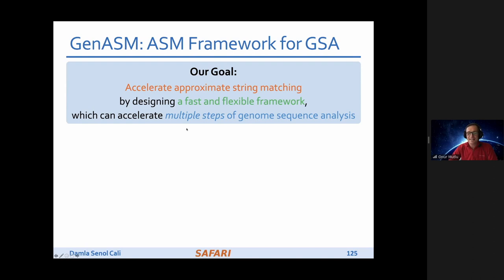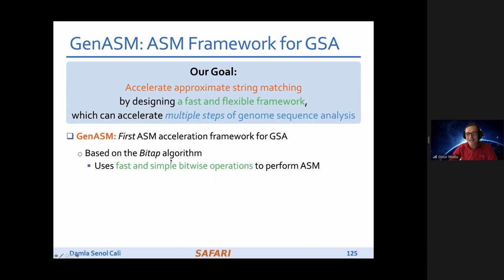It's really the first ASM acceleration framework, in my opinion. This is based on the Bitap algorithm, which I don't have time to go through. It was developed by some ETH folks in the 1990s. And we covered it in our seminar, so many people know about that.